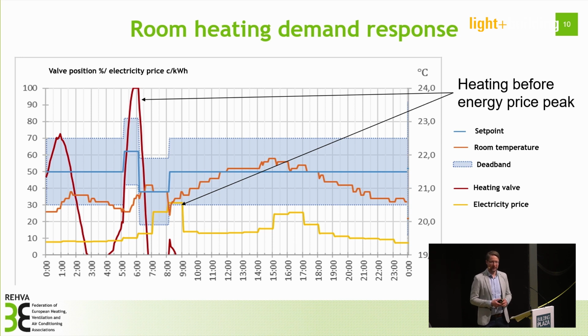Here's an example of using demand response in room heating, quite similar to the example that Risto had. Here you can see the time of the day again on the x-axis, and on the y-axis you can see the heating valve position and the electricity price. The electricity price is this yellow line, and you can see that we have heated up the room a bit before the price peak, and by that saving costs. For a machine learning algorithm, it takes a while to learn the thermal dynamics of the room and how much before you should heat up the room to avoid the price peaks.